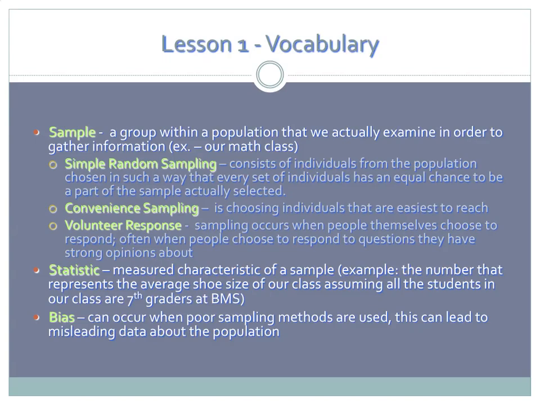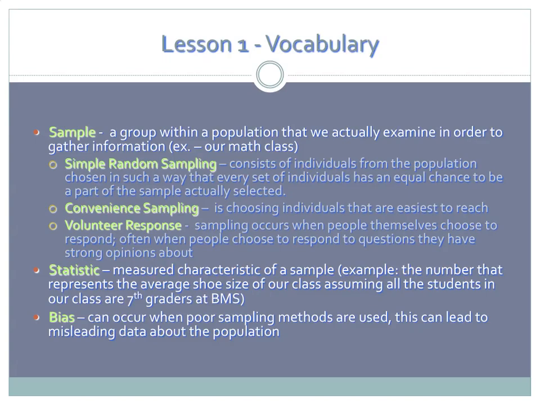Now, there's a couple ways that sampling can be done. The first one is simple random sampling. This is when individuals from a population are chosen at random. Kind of like I put everybody in 7th grade in a hat and I choose out names. Everybody has an equal chance to be part of the sample. That's simple random sampling. That is definitely the most reliable method.